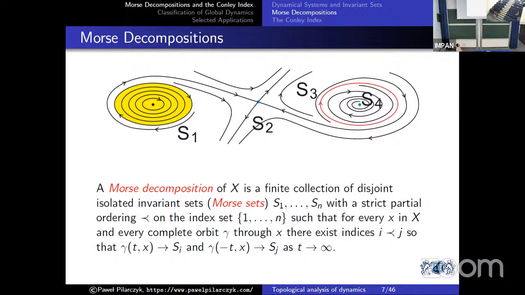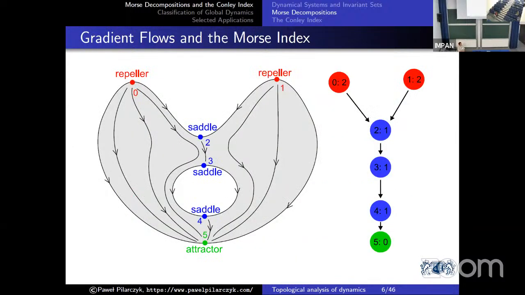Yes? Can I ask a question about the dynamical system? Sure. Can you make this image simpler by adding a small transversality condition, that you don't have any gradient lines between critical points with the same index?